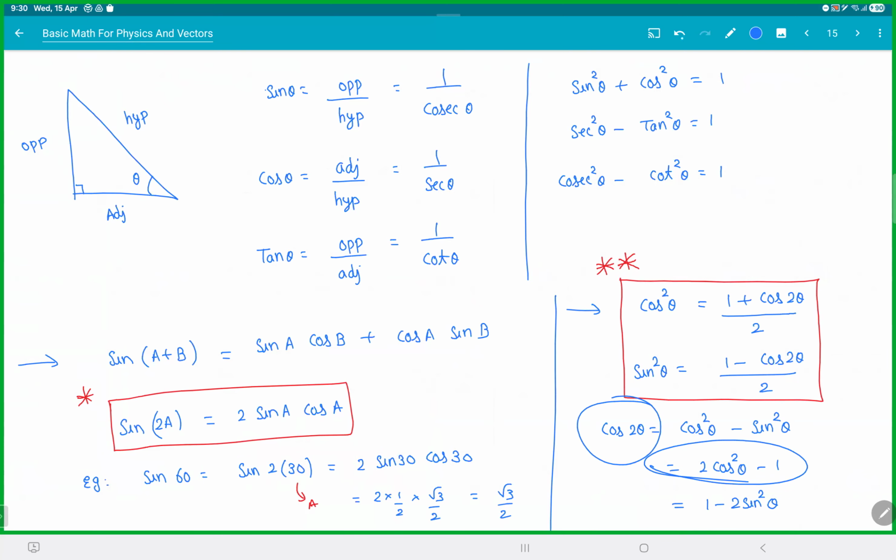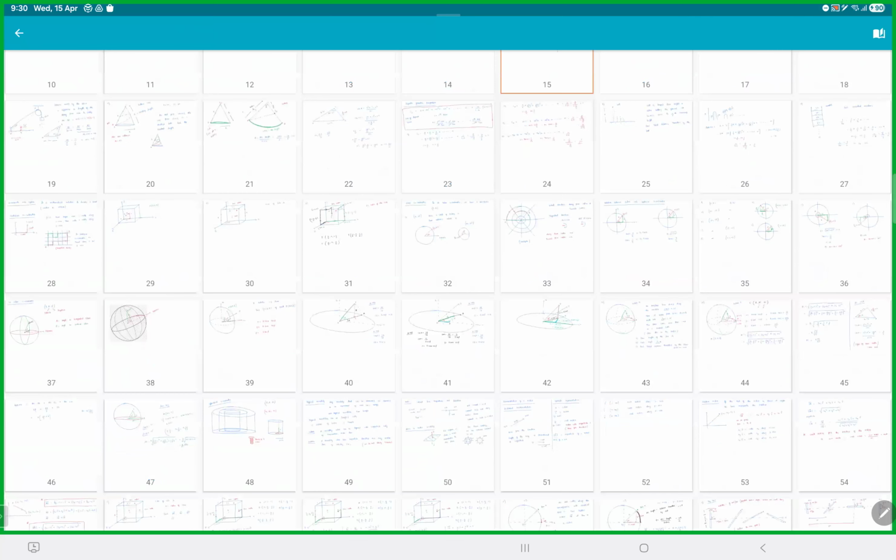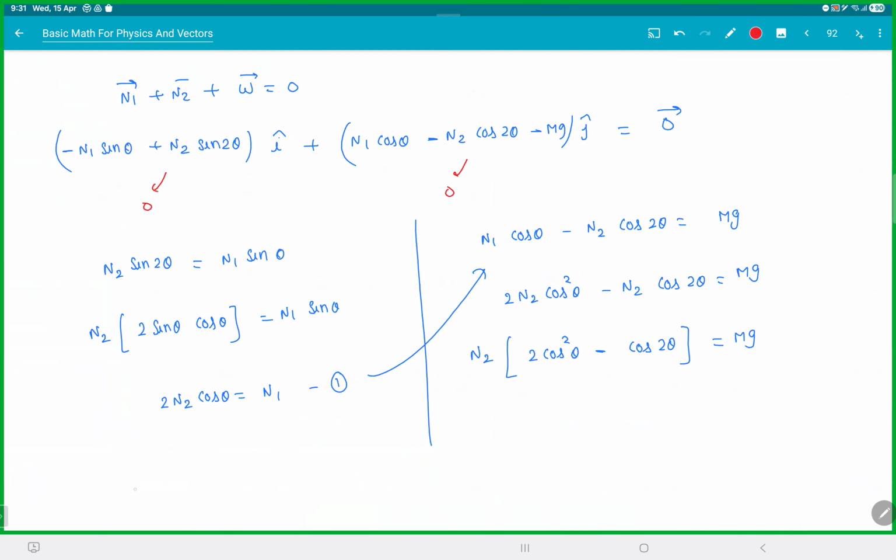You can keep playing with this. So I'll put a reference here, page 15. Should check it out. For page 15, basic math. Yeah, we did only one chapter so far. So cos 2 theta is 2 cos square theta minus 1.